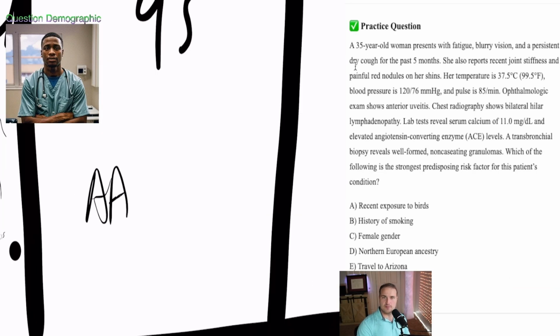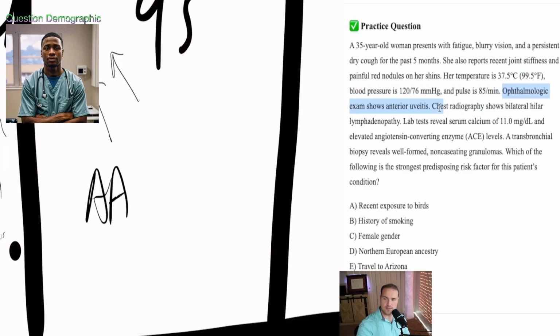In our next question, we have a 35-year-old woman presenting with fatigue, blurry vision, and persistent dry cough. She has recent joint stiffness and painful red nodules in the shins. I'm also giving you this demographic because I think it's super important to also know for test A. Her temperature is 99.5, blood pressure is 120 over 76.